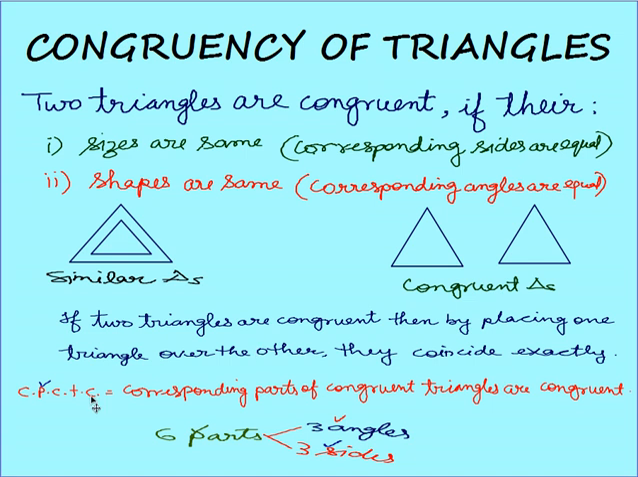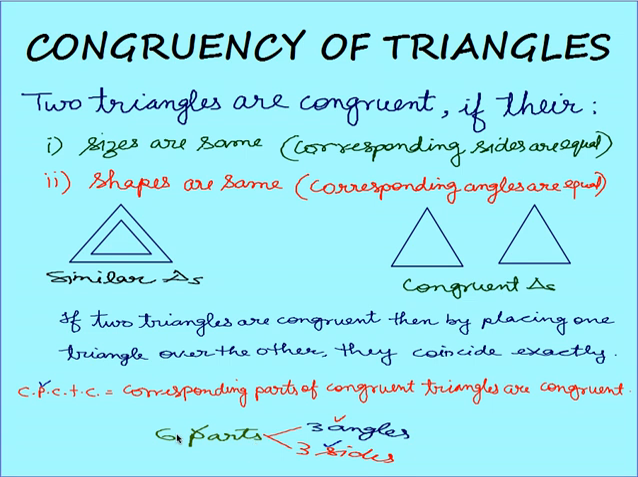When we prove these two triangles congruent, their corresponding parts are equal or congruent. Congruent means equal. So we use CPCTC. CPCTC is the full form, which is not advisable to use in writing, but for understanding is fine. So corresponding parts of congruent triangles are congruent.